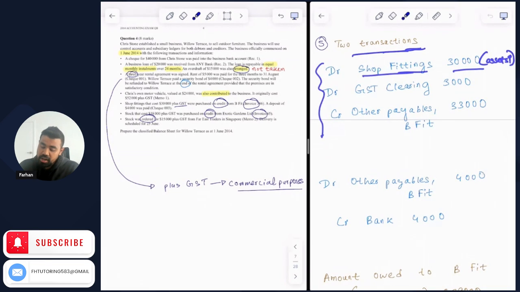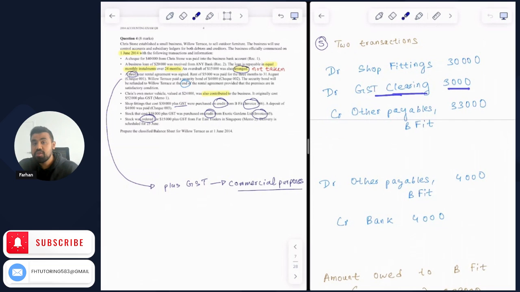section. Then you have GST that you have paid, and that is $3,000, which is 10% of the original cost of $30,000. Every time you pay GST, we debit it. The logic is that any GST that we pay, we can use to offset our obligation for the GST collections with the ATO.